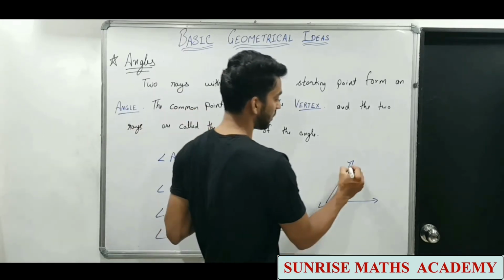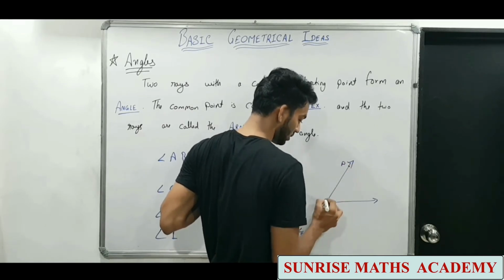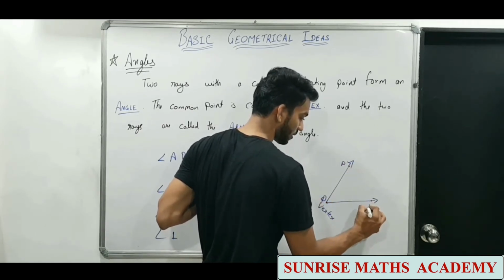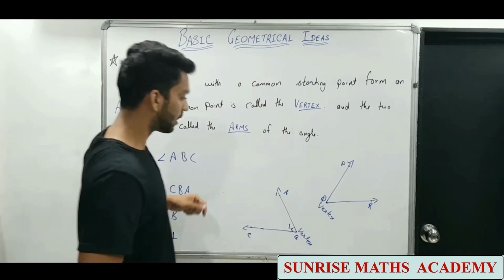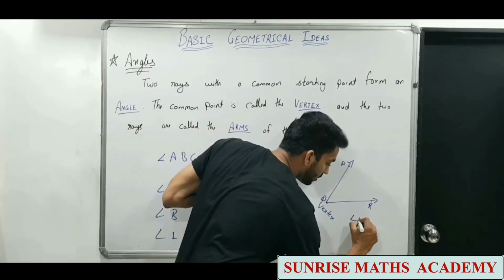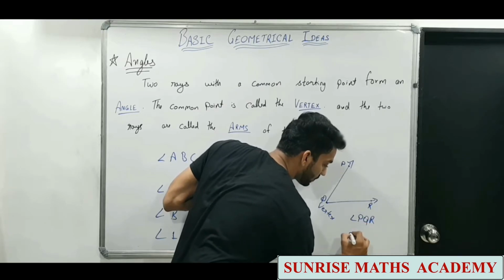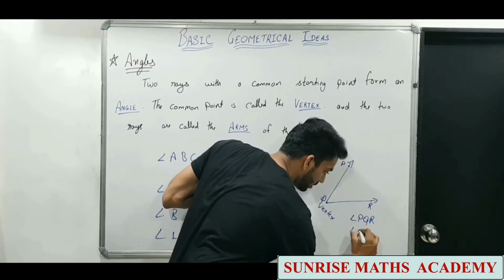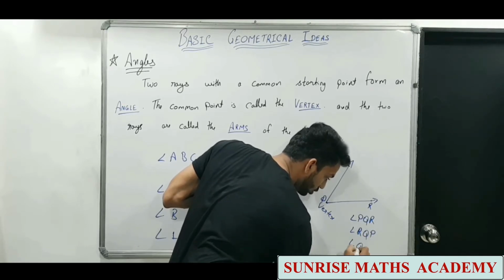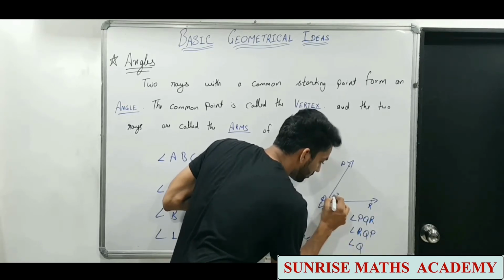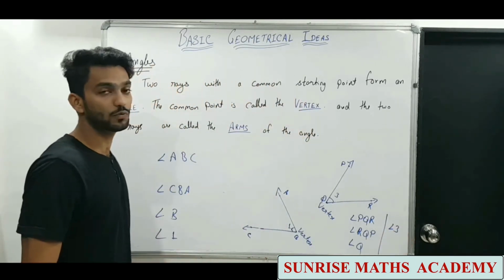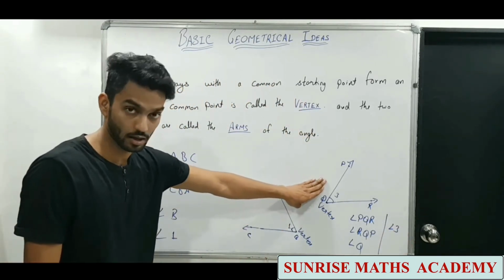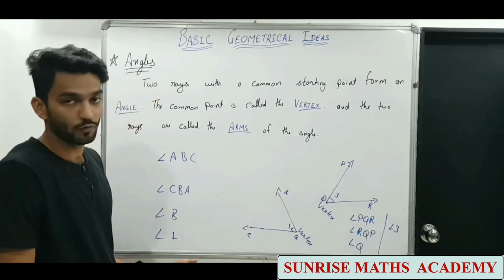Then if here I have taken the names P Q R, I can write in 4 ways, any one of them. If I write one of them, I write angle P Q R. The next ways are angle R Q P and angle Q. Here a number is given, angle 3, so I'll be writing angle 3. So I can write the name of this angle in these 4 ways. That is the naming of an angle.